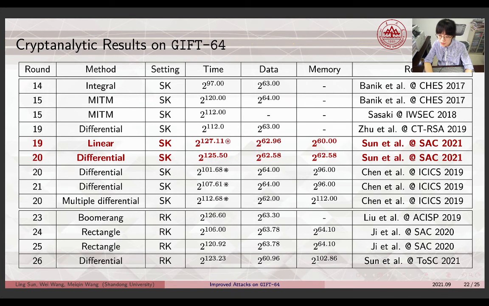This table gives a summary of cryptanalytic results on GIFT-64 to date. Note that the 19-round linear attack in this work is the first linear attack result on the cipher, and we also give the first 20-round differential attack result without using the full codebook.